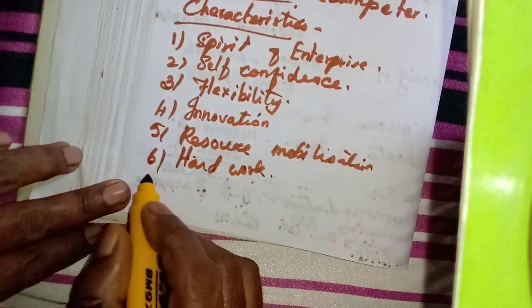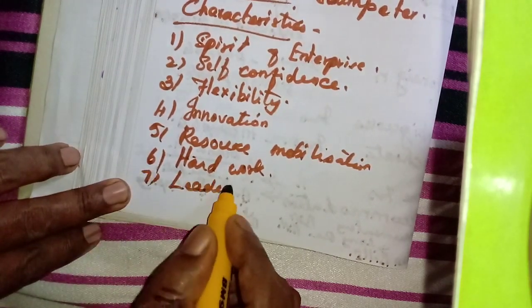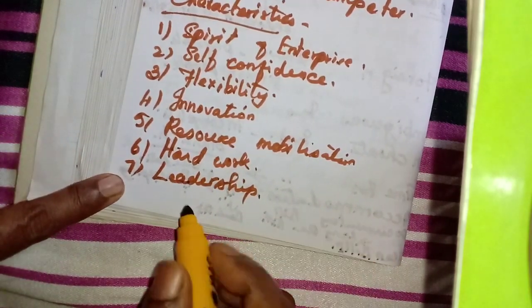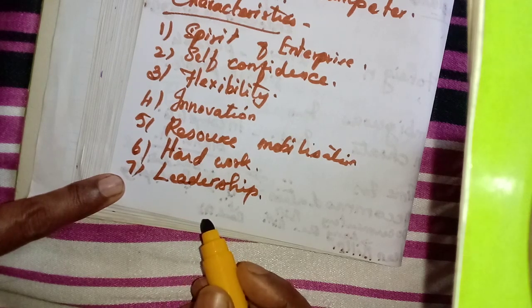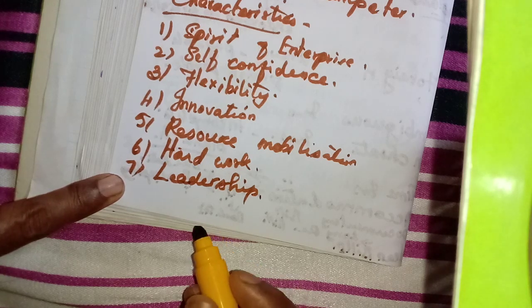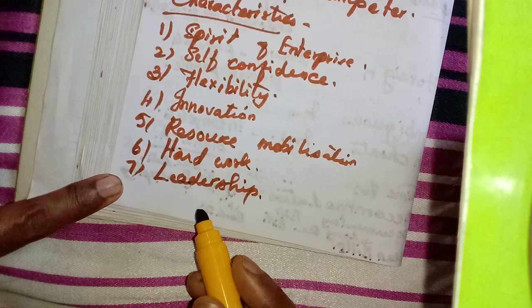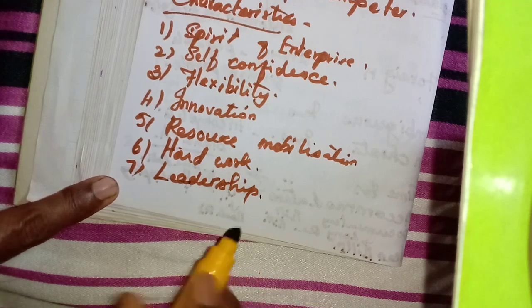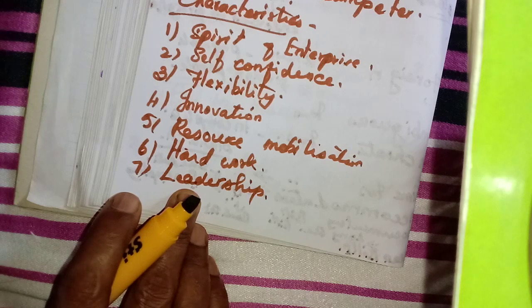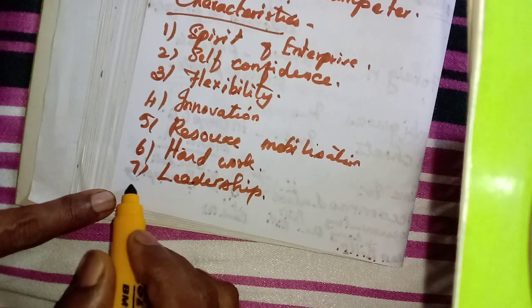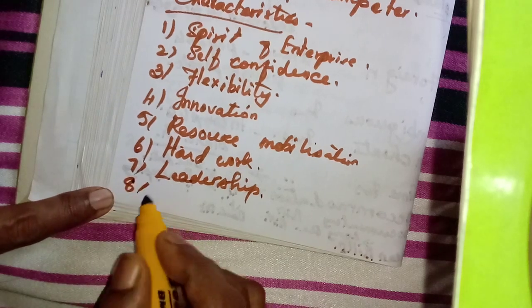Then leadership quality, because he is the leader, isn't it? Leader of all the factors of production. He is the owner of the organization. So he should have the leadership qualities, and he must be an example for the others, because he is leading the organization. Behind him his employees are there, his management is there. So everybody will follow his characters, isn't it? So he must be a good leader. Only then he will be the best entrepreneur. Then he must have foresight.